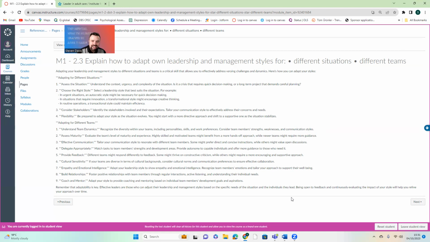So we're looking for kind of a case study here, but we're looking at how you assess the situation. How did you choose that style? So where did you choose to become transformational? Did you want to be transactional? Was it just about following systems to get it done? Who were the stakeholders? What needs to be done there?